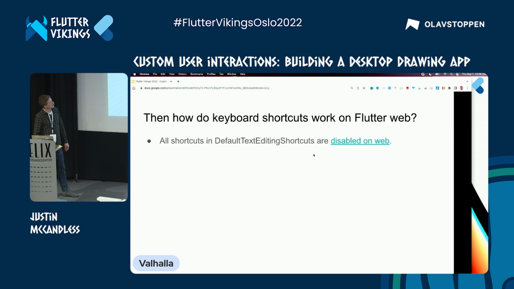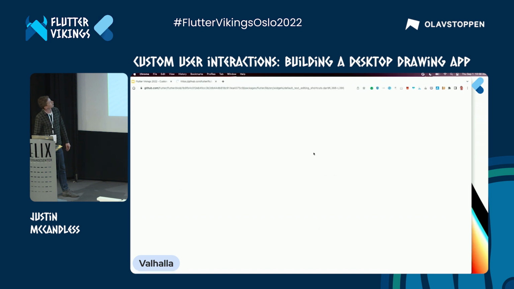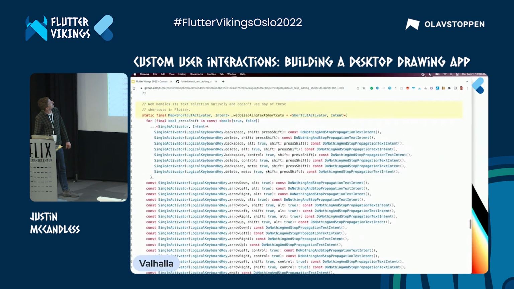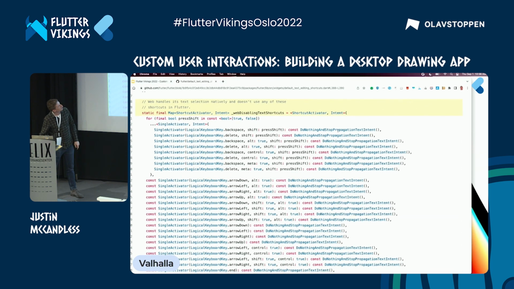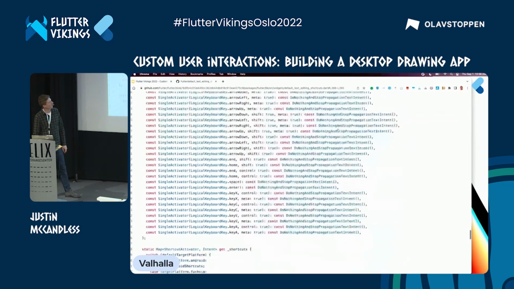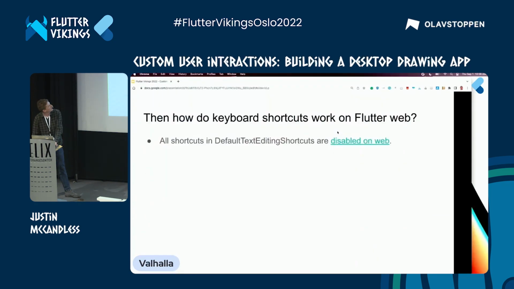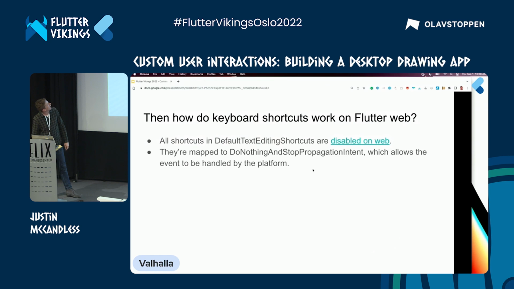So in Flutter Web, you may have noticed this when I looked at the source code before, but here, we're back in default text editing shortcuts at the top of the tree, our big, huge shortcuts mapping. Here for web, all of these shortcuts are mapped to do nothing and stop propagation text intent, every one of these. And so what that does is it allows the intent, or rather the keyboard shortcut, to be handled by the platform.